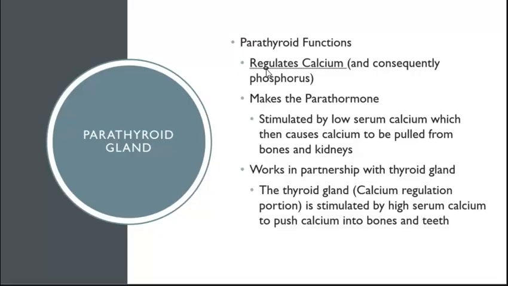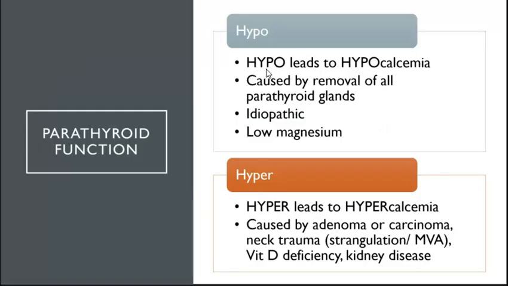So parathyroid makes the parathormone stimulated by calcium levels. So if it is low, we're going to be pulling calcium from the bone and the kidney. It works in partnership with the thyroid gland. So if the thyroid gland gets stimulated saying, hey, the calcium is high, calcitonin from the thyroid gland gets released and puts the calcium back into the bone.